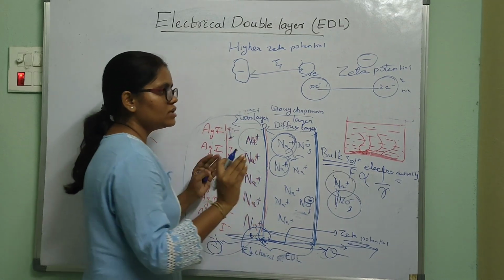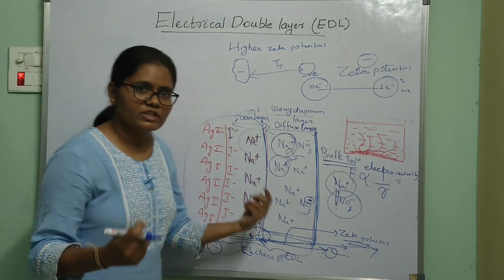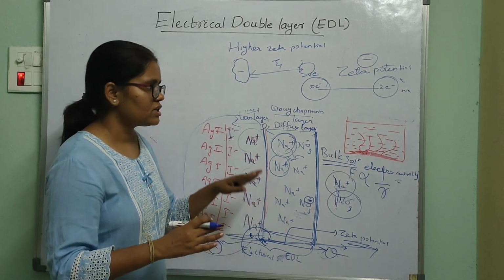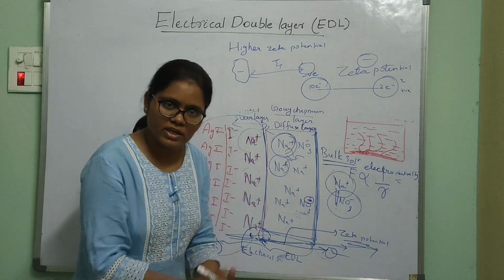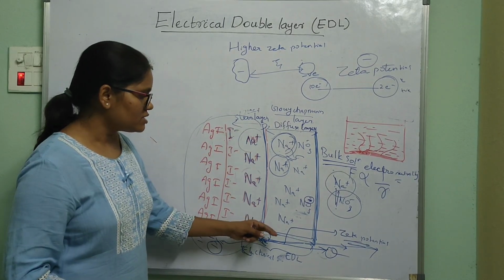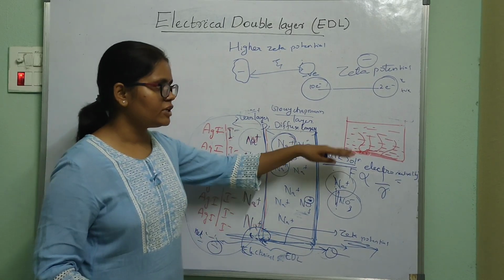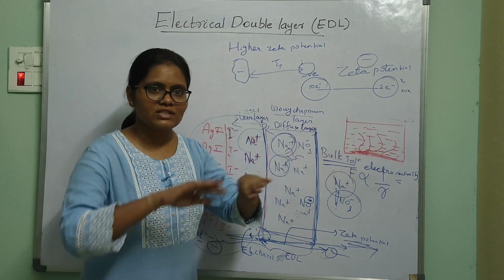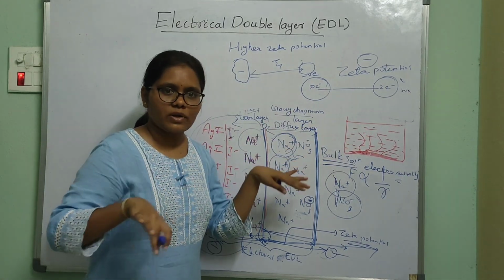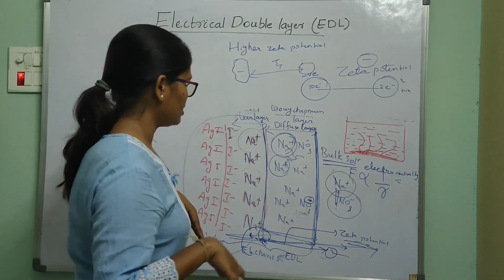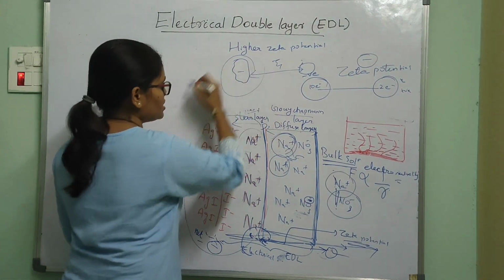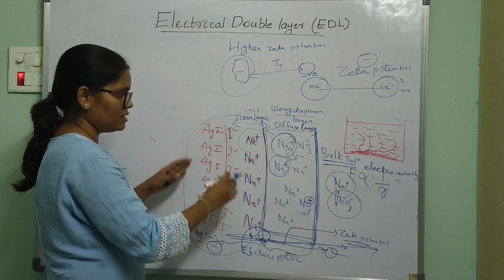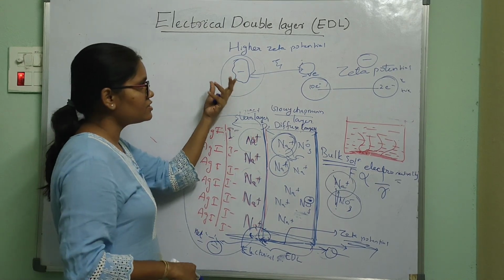So there will be more repulsions, and these repulsions stop or hinder the colloidal particles from coming together and aggregating. So this zeta potential is keeping the colloidal solution stable because it is constantly repelling the colloidal particles from each other. Okay. So higher the zeta potential, higher will be the charge on the colloidal particle, higher will be the negative charge.